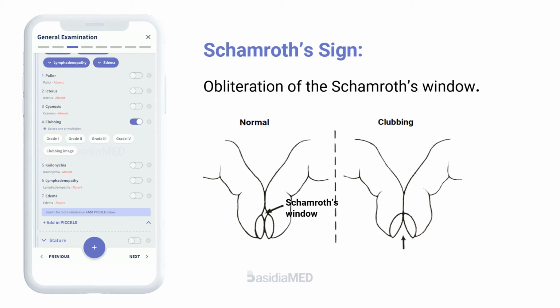Shamroth's sign. When the dorsum of the distal phalanges of the fingers of both hands are approximated to each other, a diamond-shaped gap is seen, which is known as Shamroth's window, and its obliteration is referred to as Shamroth's sign.